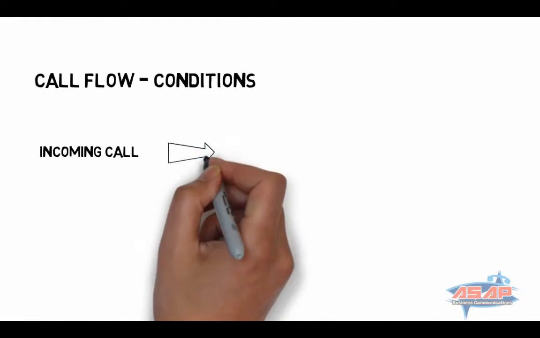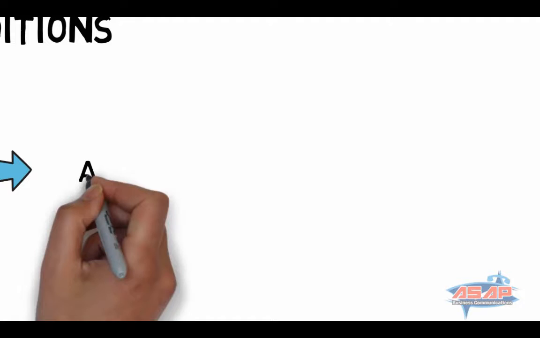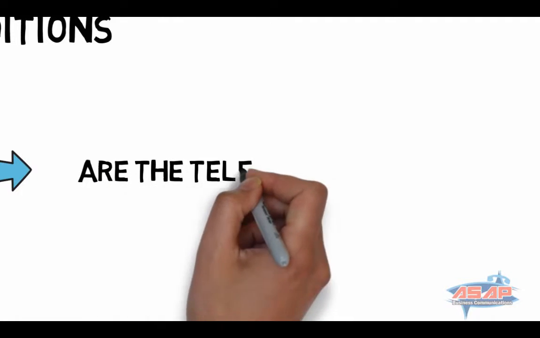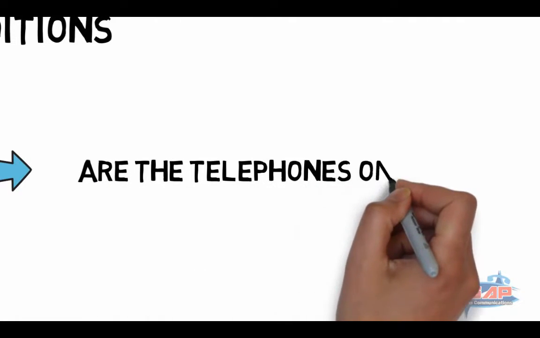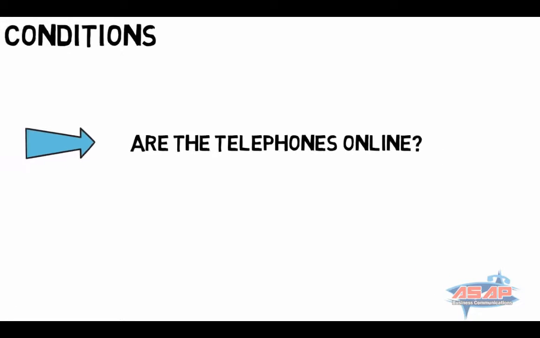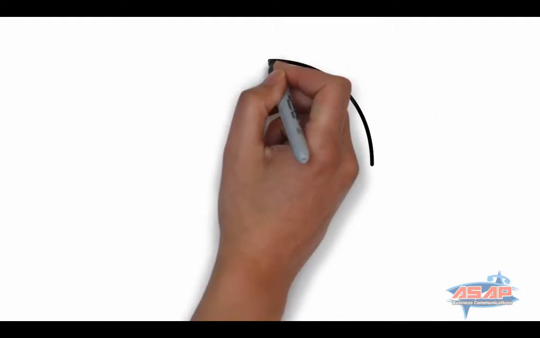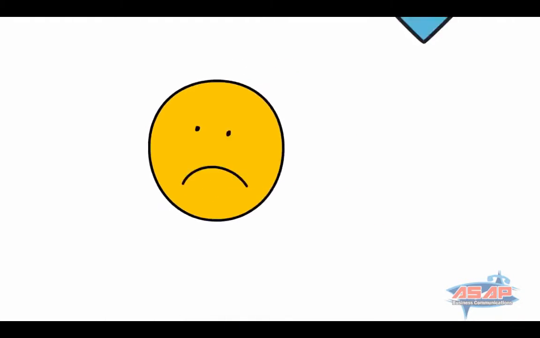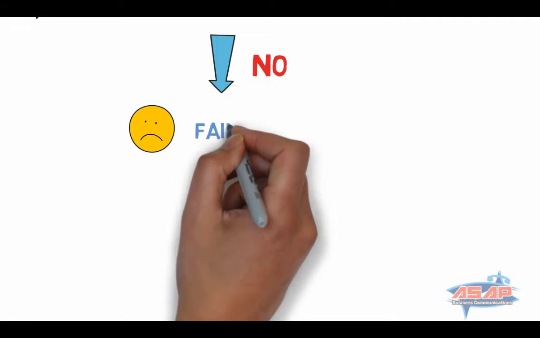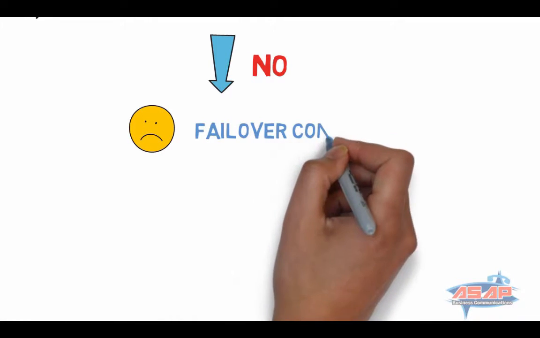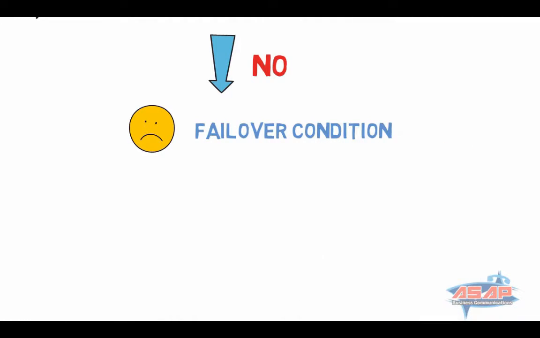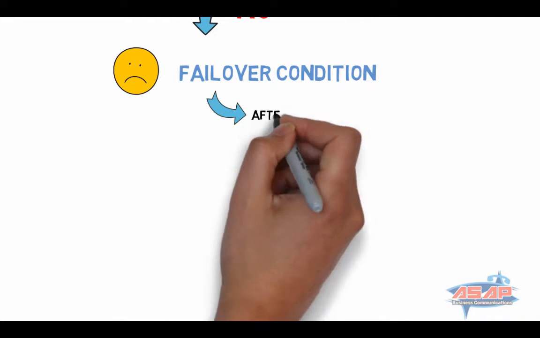When an incoming call comes in on a DID, the first thing it does is check the failover condition. The failover condition looks at all telephones on the network to make sure that they are online and can receive calls. If the condition sees that the telephones are offline and cannot receive calls, the call will automatically be sent to an alternative location.